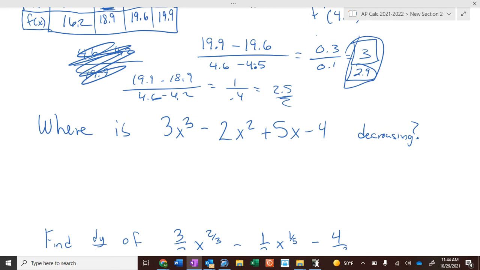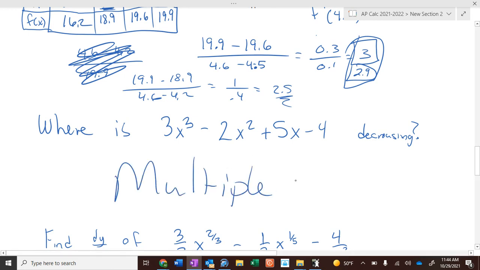We have never had a question like that. Yeah, graph it on your graphing calculator. Figure out where it's decreasing. Remember, this is a multiple choice test. So you graph it on your graphing calculator, then look at the answers of the multiple choice test and figure out which intervals it's decreasing.